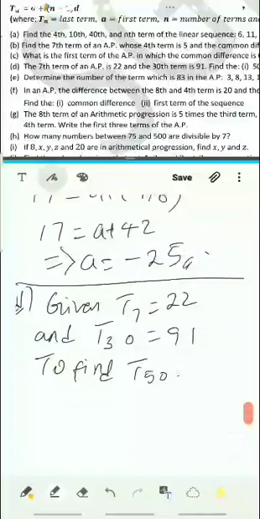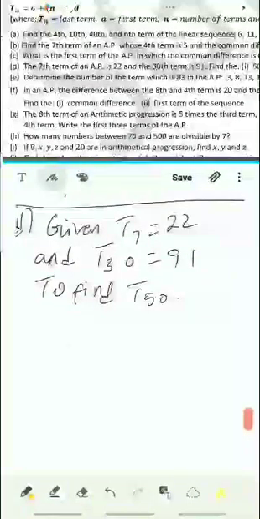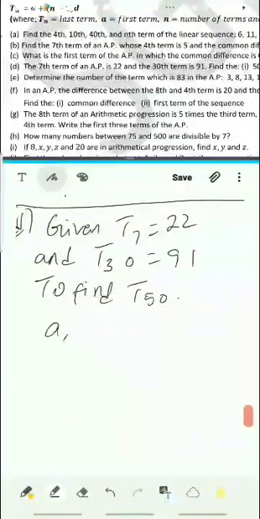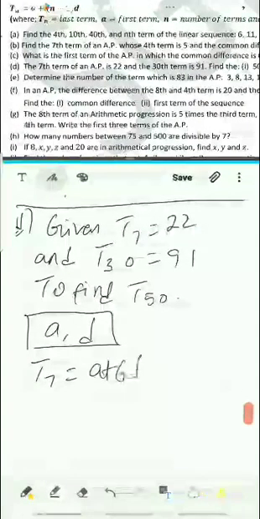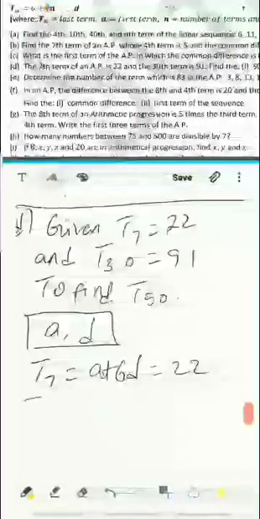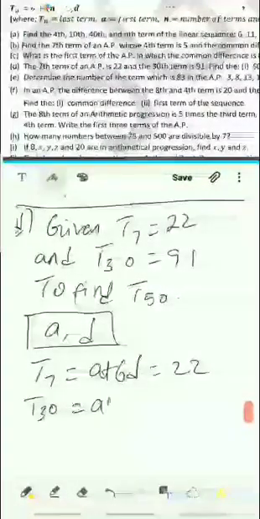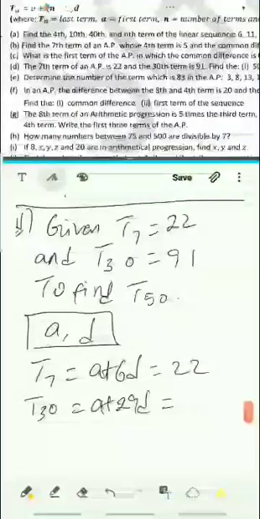T50. Okay, before we can get our T50, we need to know our A and our D. Anytime you are solving to get any nth term of any linear sequence, you should know your A and you should know your D so that you can substitute into the formula. So in this case now, we can get our D by rewriting this: T7 is A plus 6D, and that's equal to 22. And then T30 is A plus 29D. This is equal to 91.